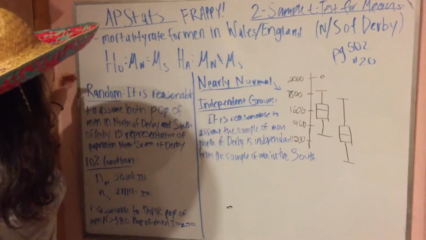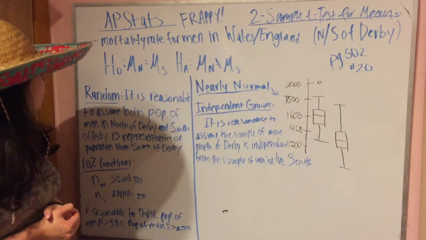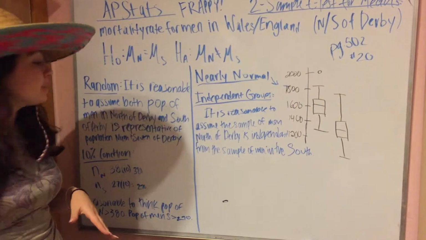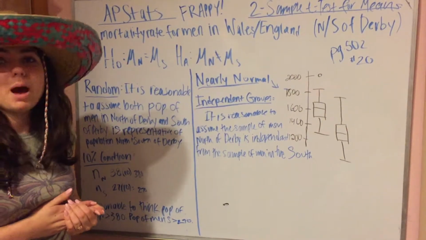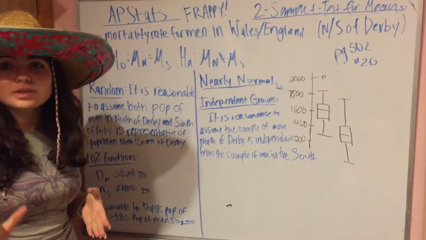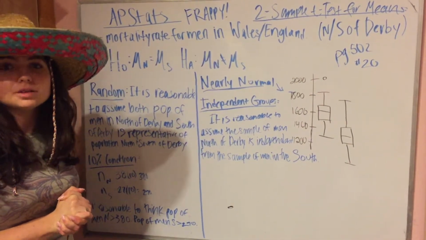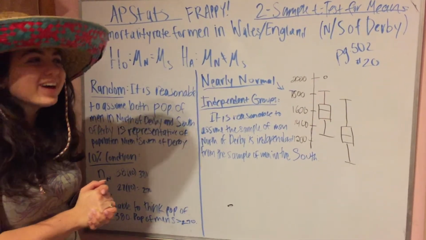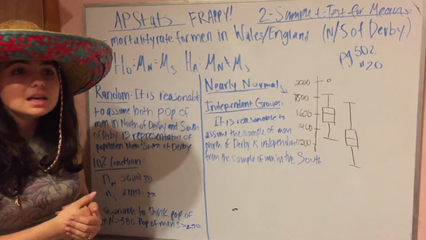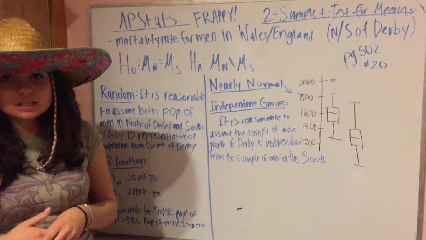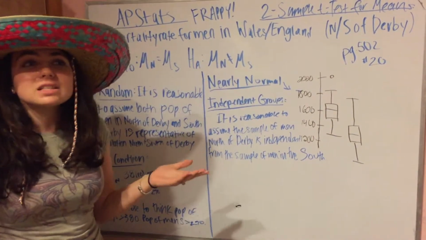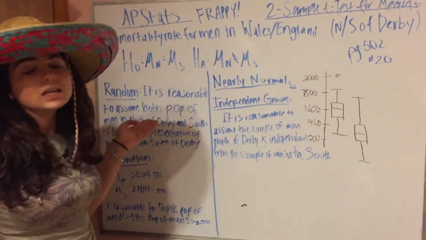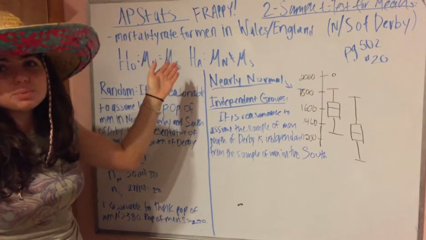Oh my goodness. Okay, so for random, it is reasonable to assume that both the population of men in the north of Derby and in the south of Derby are representative of both of their populations. You use that phrase for every single two-sample t-test for means that you do. It is reasonable to assume that the sample of whatever you are dealing with is representative of the population of whatever you are dealing with. Even if it doesn't say so in the problem, you just say it anyway because it's reasonable to assume. But if it does say it in the problem, you say stated because clearly it's in the problem.